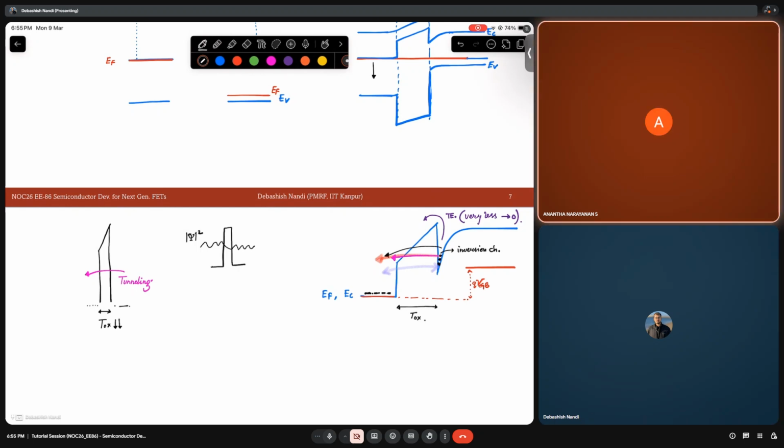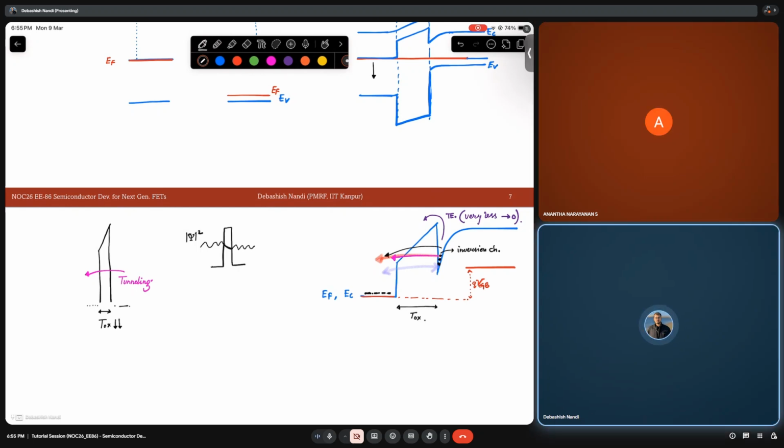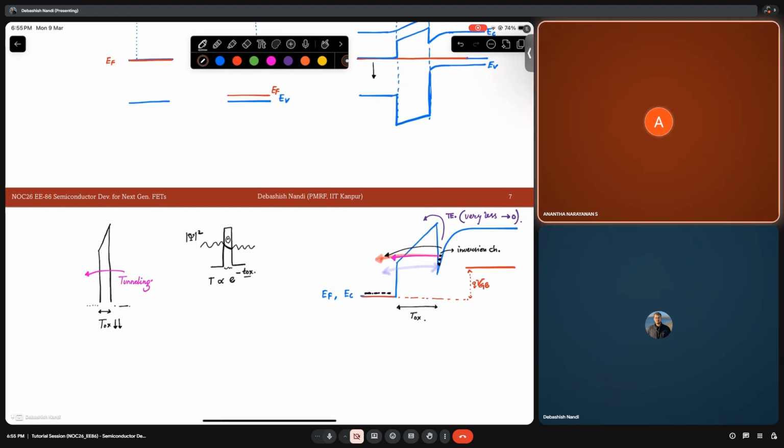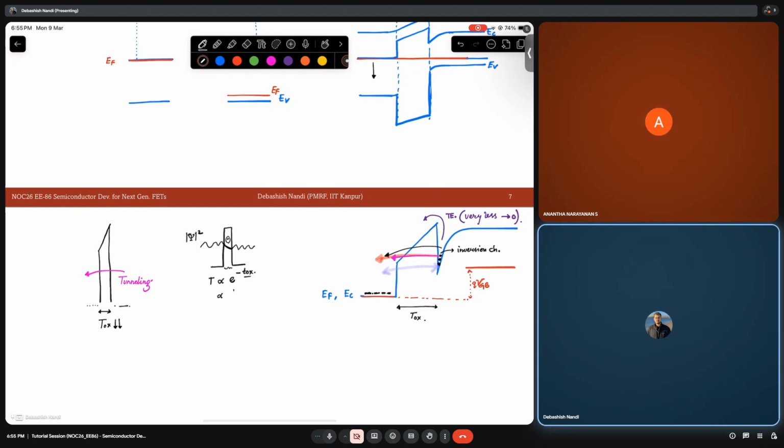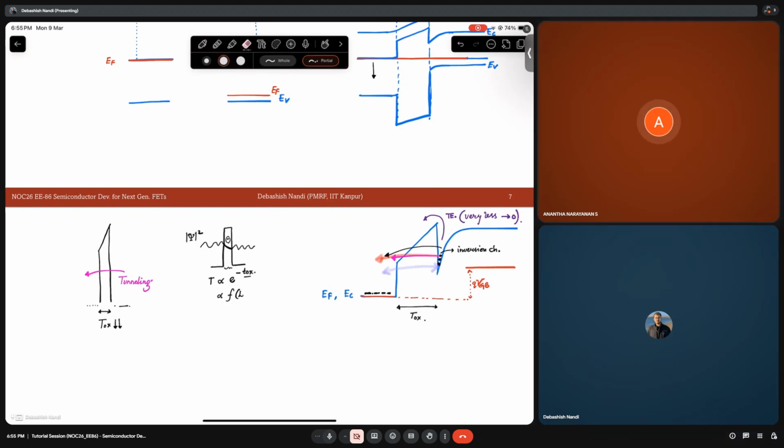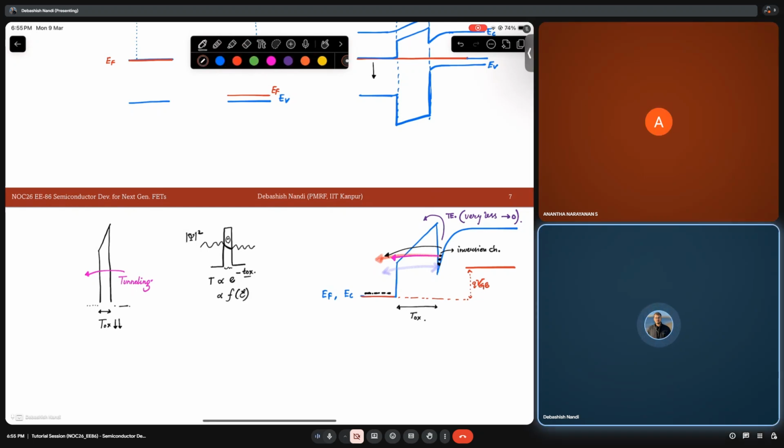So if this is non-zero, that means the probability of finding the electron in this potential barrier is also non-zero. That means if we consider the wave nature of the electron, this tunneling probability is exponentially dependent on the thickness, right? Lesser thickness, more the probability of tunneling.